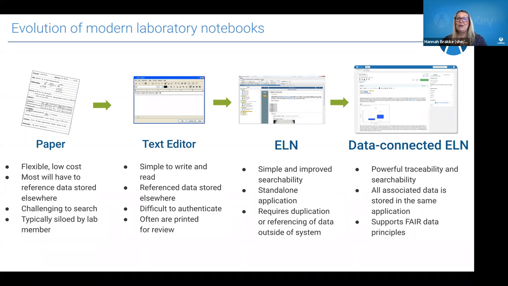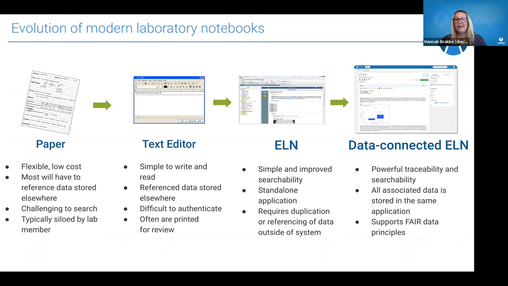Then along came the built-for-purpose electronic laboratory notebook that was really designed to be a lab notebook outside of a text editor for folks to use. These traditional ELNs were definitely simple and improved the searchability component that was hard to find in the others. They were what we like to call traditional standalone applications, things that exist as their own product on a computer. And so that can be a benefit, but also a weakness in terms of searching for other data that's being referenced, and could potentially require that duplication or referencing of data, as I mentioned.